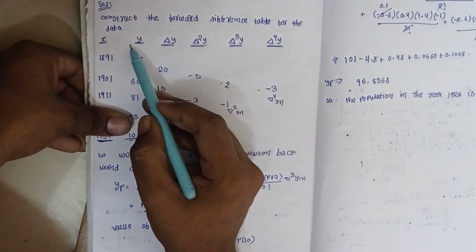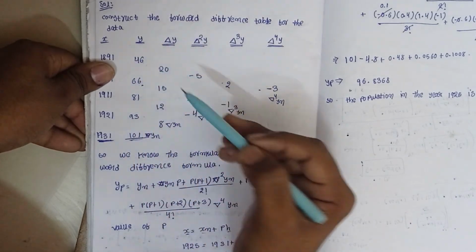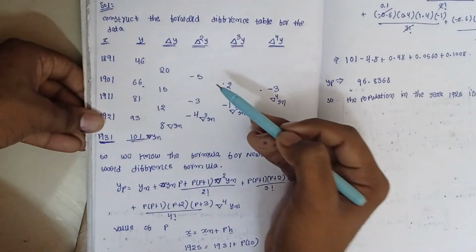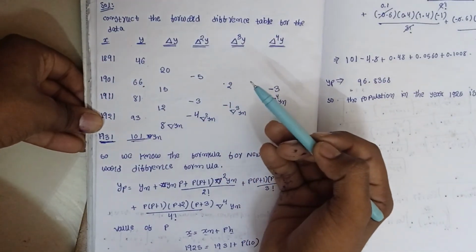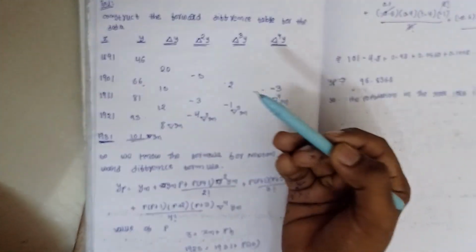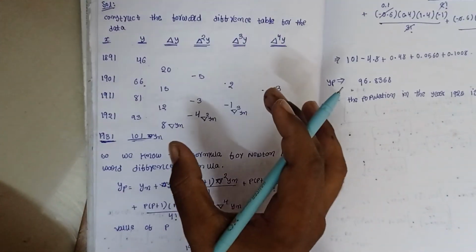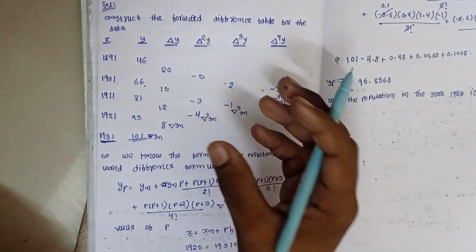The forward difference table and the backward difference table values are the same but the notations are different, so we can construct the forward difference table at any time; only the notations are different.